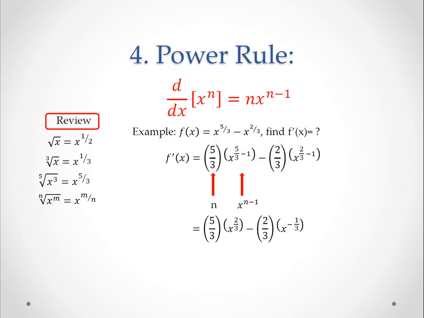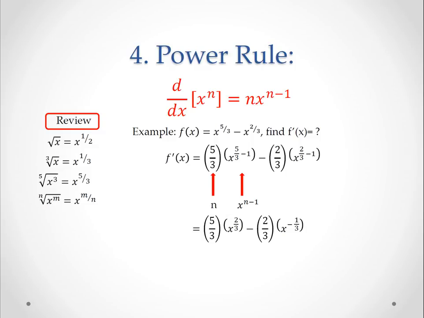So what is the power rule? The power rule means that taking the derivative of x to the n power is equal to n times x to the n minus 1 power. So how can we remember this formula? We can remember the first step: we move the power n to the front times x, and then we do the subtraction of the power. We get the result.